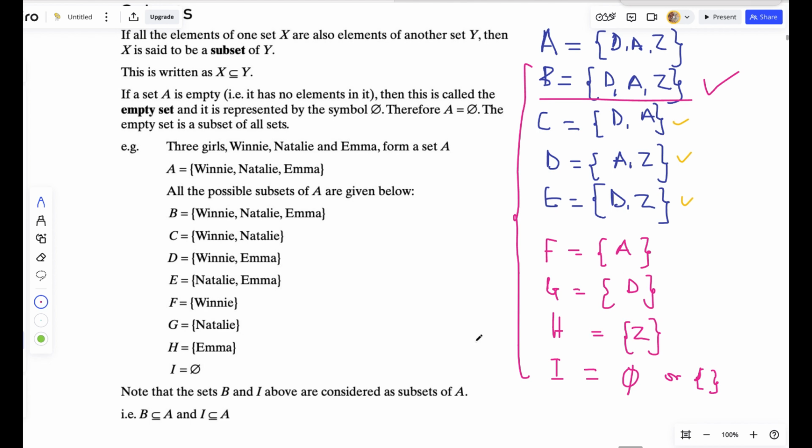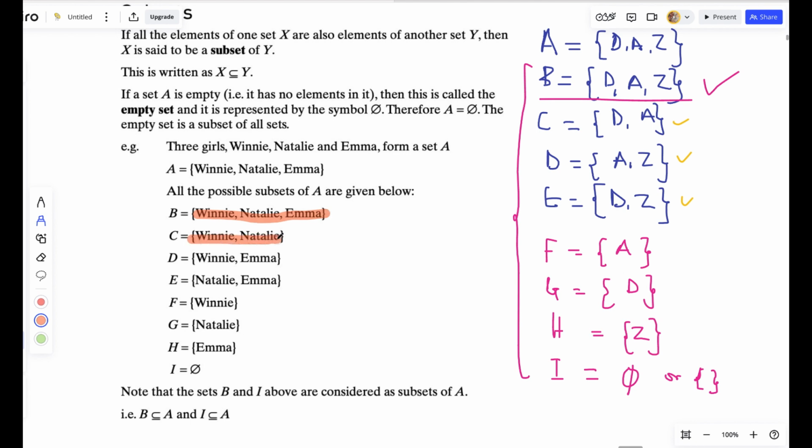Now let's take a look at that. Before we go to proper subset, let's quickly look at the example given in the book. They gave us 3 names, 3 girls, Winnie, Natalie, and Ima. They form a set A. And set A is defined as Winnie, Natalie, and Ima. So now let's take a look at all the subsets. The whole set is a subset of itself.